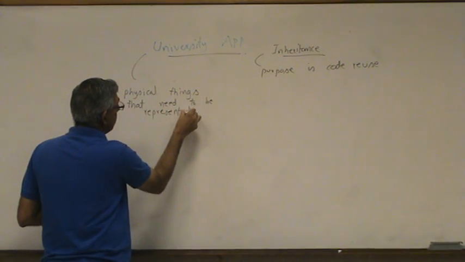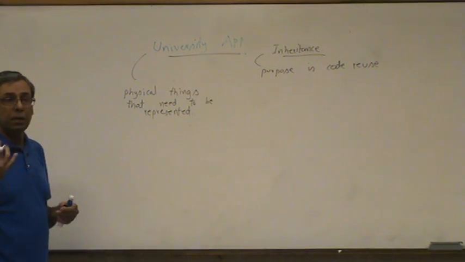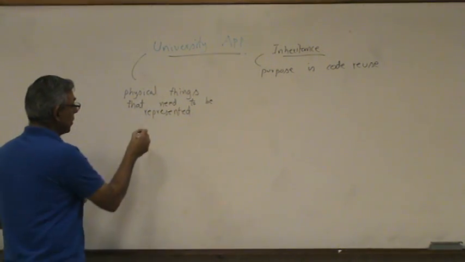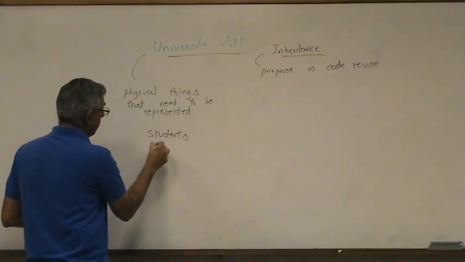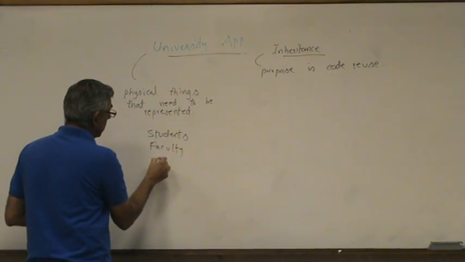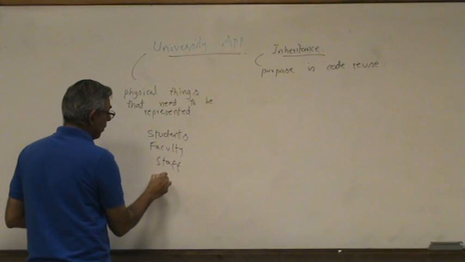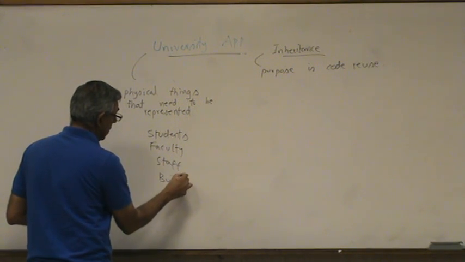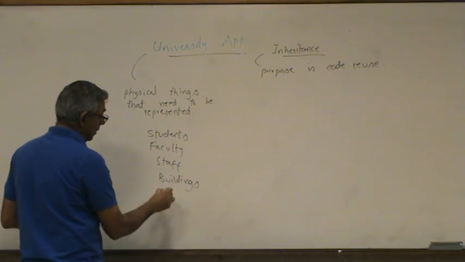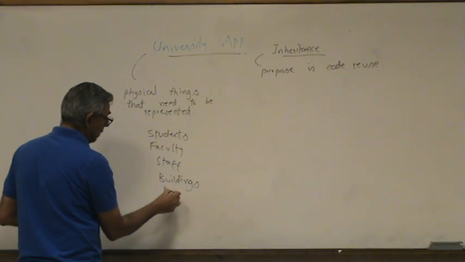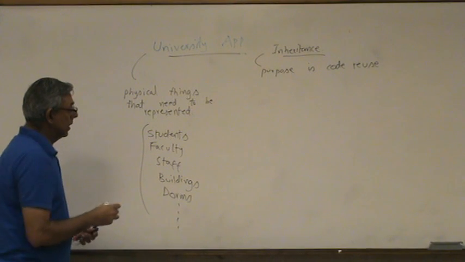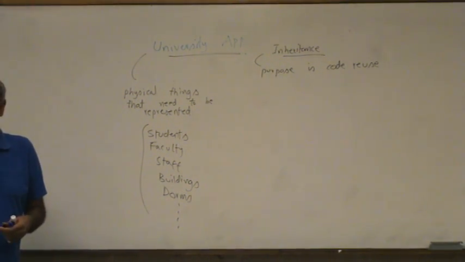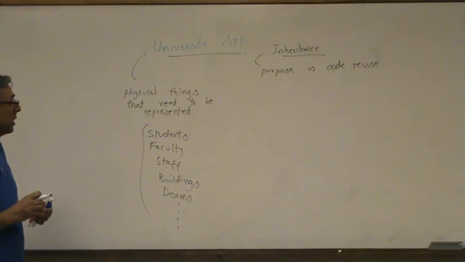Okay, so obviously students are a big part of the university. So we have students, right? We have faculty, we have staff, we have buildings, we have dorms, and so on. So anyway, you can keep taking a look at all the different things we need to create in our system.